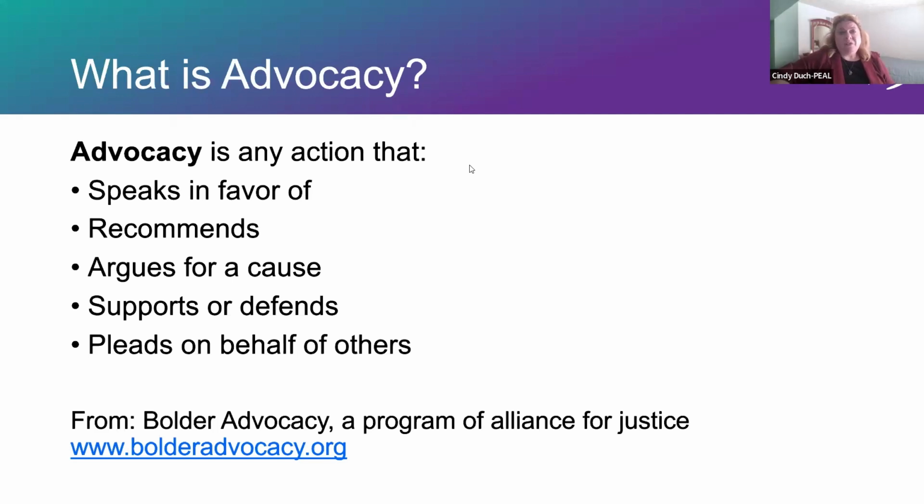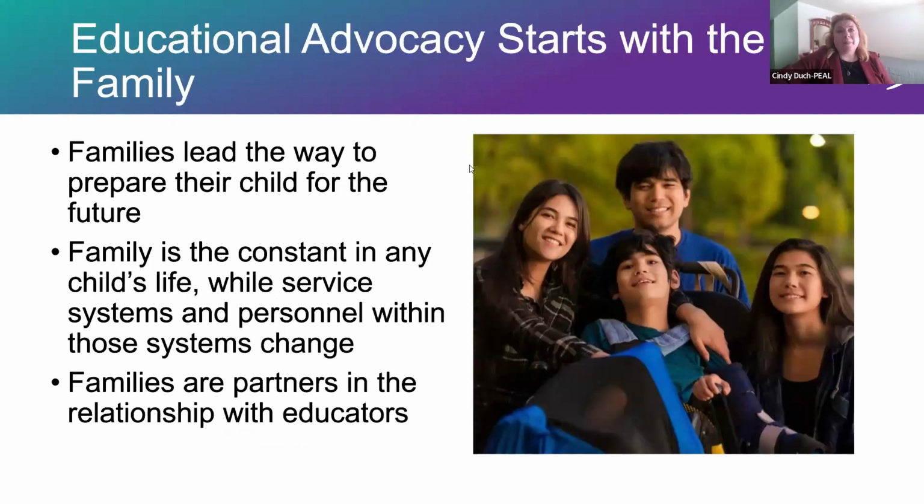And like we often say, the disability doesn't go away. So you're going to be advocating beyond just school. These are skills that families are going to need to know as their child grows, goes into different systems, and requires different services. So this is for you. And it always starts with the family.